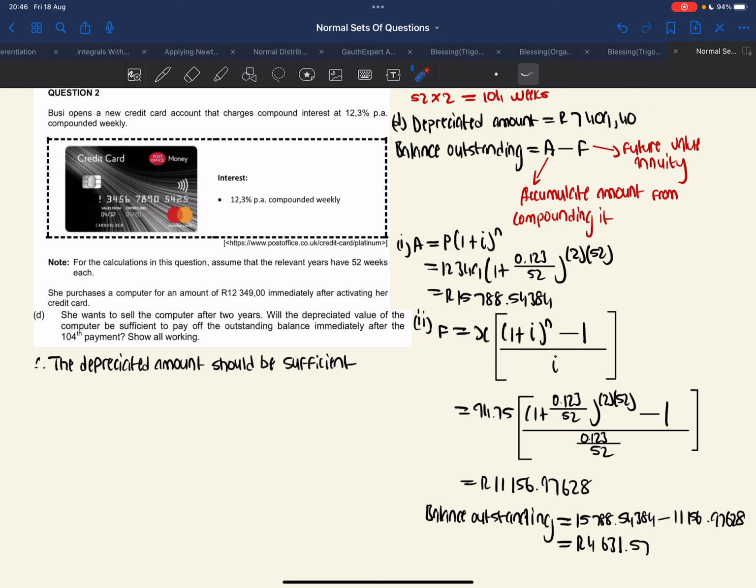So please, whenever you do these questions, first list down your depreciated amount, and then you gotta find the balance outstanding, because that balance outstanding is the one that we're gonna compare to the depreciated amount. So from getting this, you're gonna compare it to that. If this was bigger than that, then it wasn't gonna be sufficient. But seeing that this is smaller than that, the depreciated amount should be sufficient. And that's how you could have done this question and gotten full marks, right?